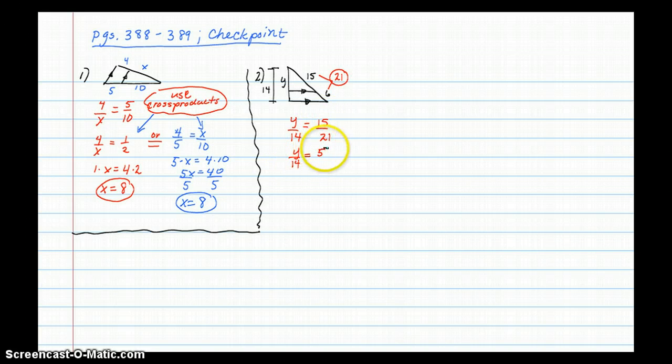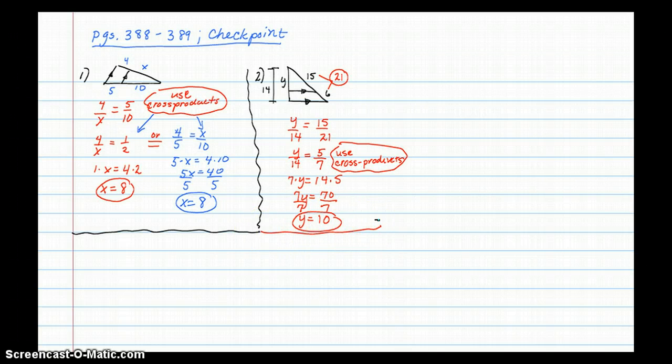Both of these are divisible by 3. 15 divided by 3 is 5. 21 divided by 3 is 7. So now we're going to go 7 times y. We're using cross products. That's that cross product property. And equaling 14 times 5. So we have 7y. 10 and 5 is 50. 4 and 5 is 20. 50 and 20 is 70. Use the division property of equality. Divide both sides by 7. And y equals 10. So your y value is equal to 10.